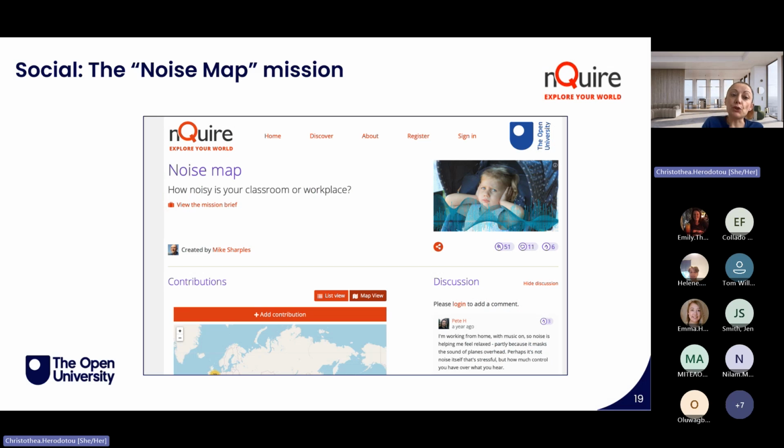Now, an example of a social mission. This is called the Noise Map mission. The idea here was to capture the level of noise where you work or in the classroom or school. And again, the moment you have this kind of data, you could use it to influence policy or take actions to improve the level of noise where you are. This is a social mission.